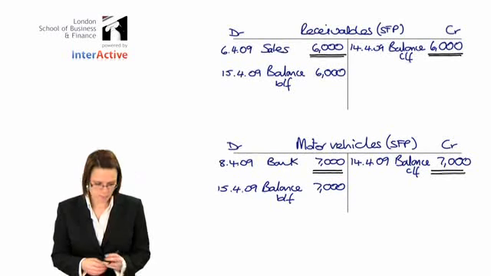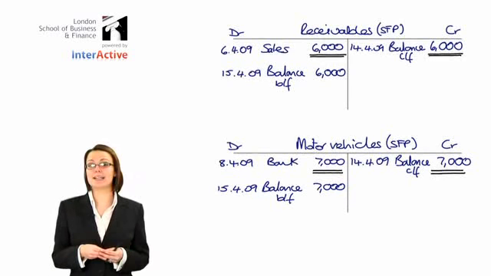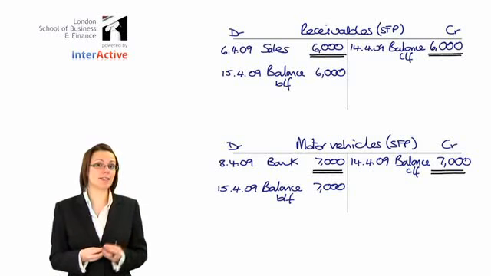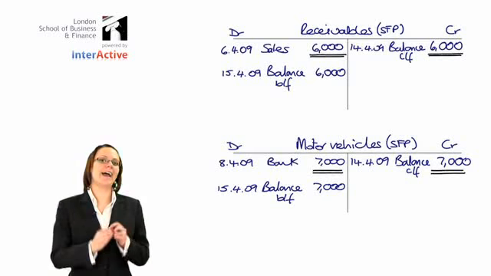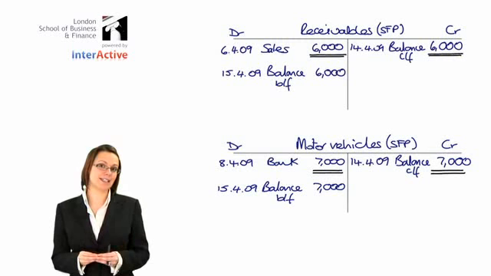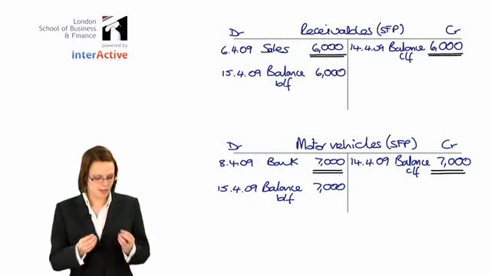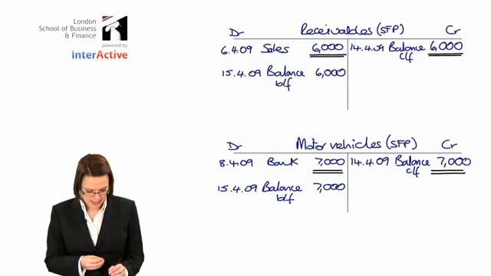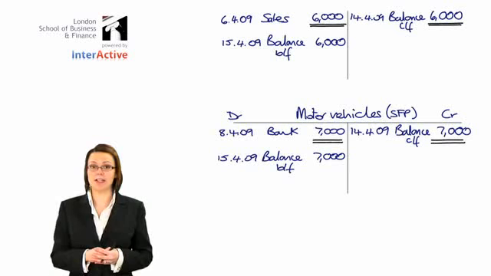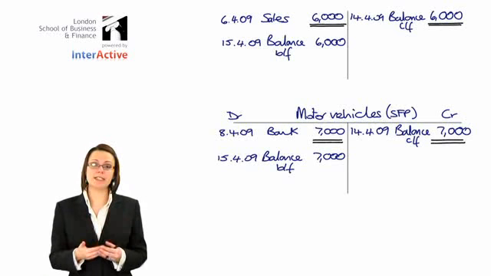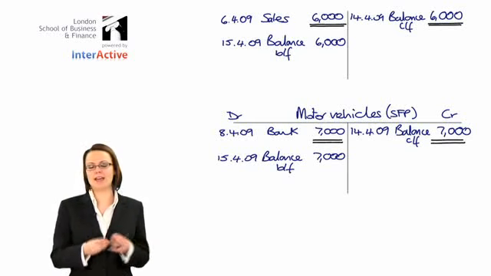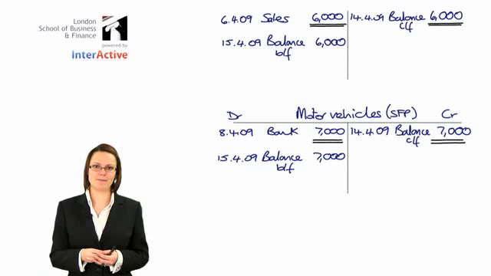Finally then, our receivables is an asset. We can see that our receivables asset is $6,000 on the debit side. And remember, that's an opening asset. So the business is still owed that money at the start of the next accounting period. Then we have a look at motor vehicles. And again, motor vehicles is an asset of $7,000 on the debit side, showing that we still have that motor vehicle of $7,000 in the business at the start of the next accounting period.